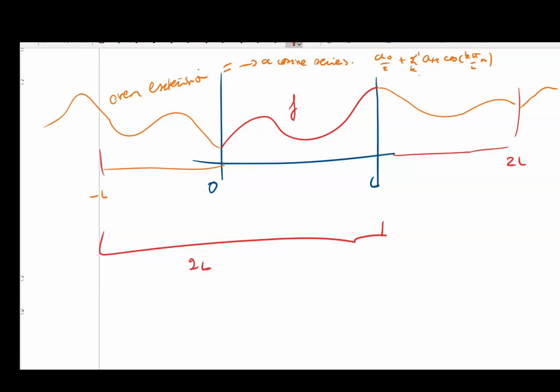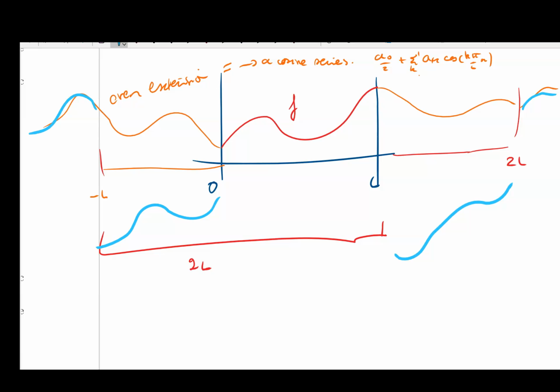But that's not the only way. Of course, I could periodize it by odd parity. So what would I get? Something like this, and so my function now becomes something like that. So by odd parity, I would get something like this. That would be the other one.